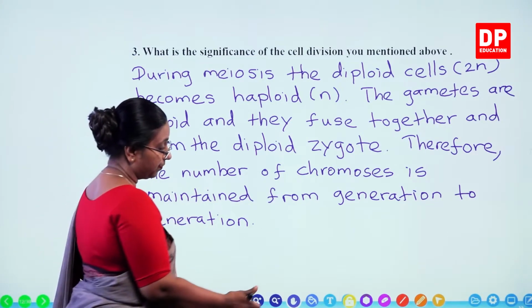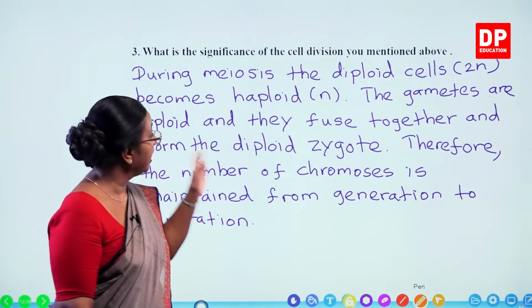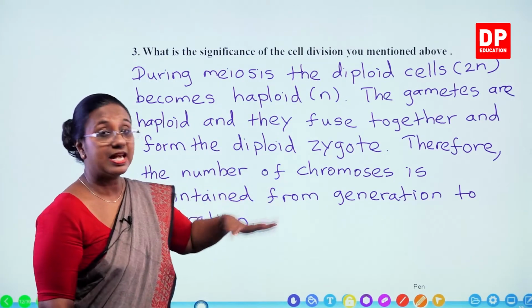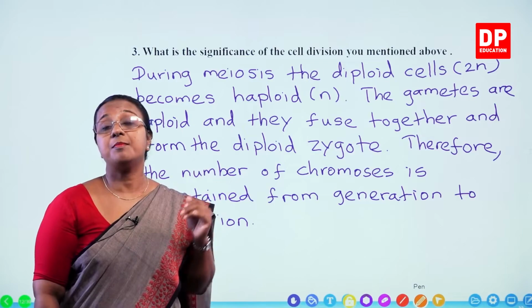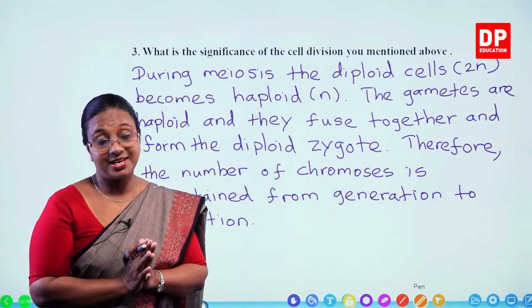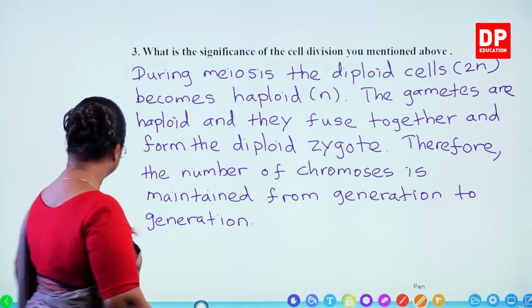So that you all know. I am sure you would have also written a similar explanation. As long as you mention the diploid cells, haploid cells and the maintaining of the number of chromosomes from one generation to the other, your answer is correct. So with that, students, we will move on to the next question.